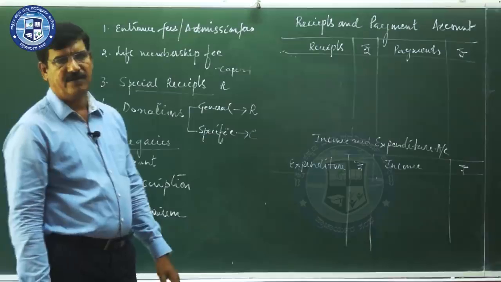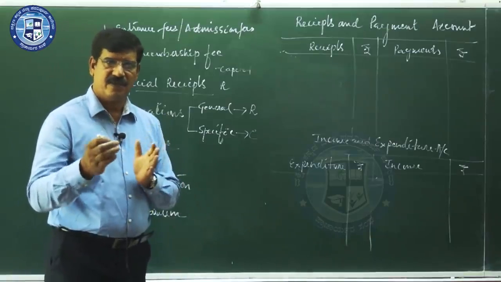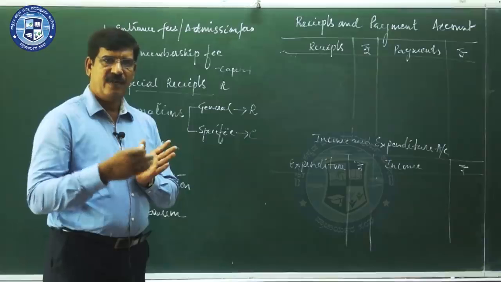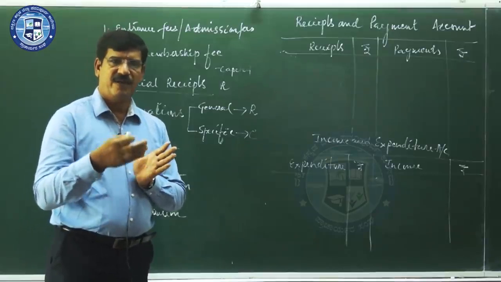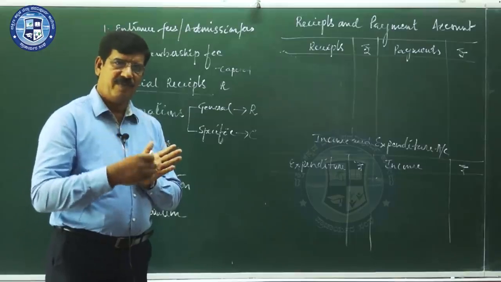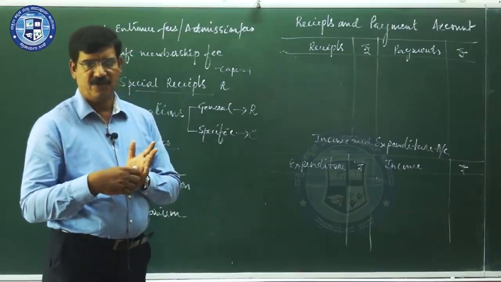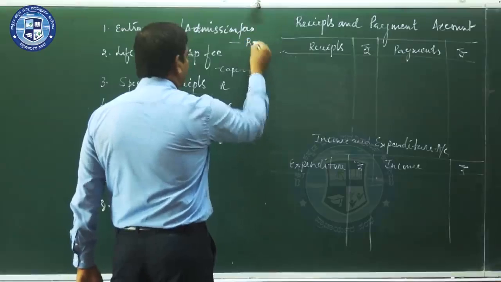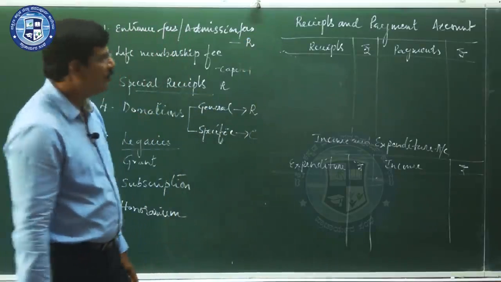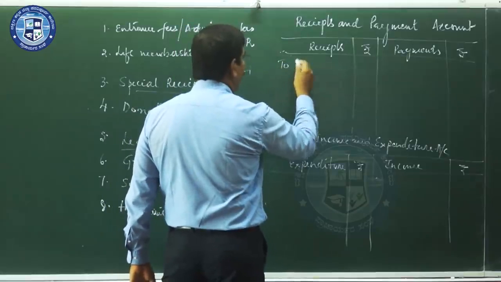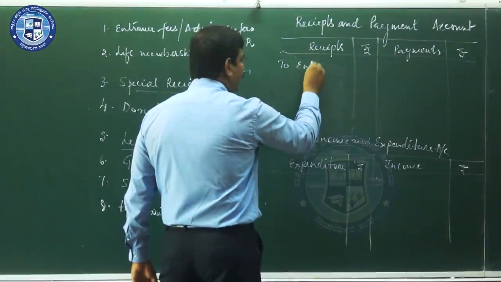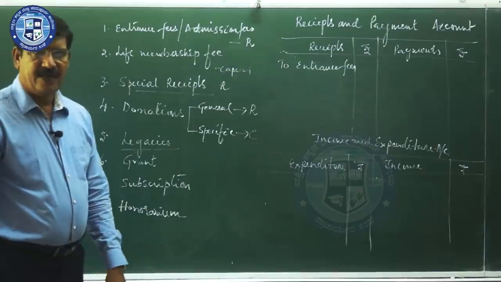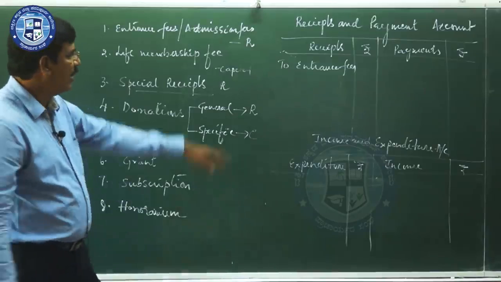Entrance fees. What is the entrance fees? Entrance fees or admission fees are the fees which are received by a not-for-profit organization from its members. It may receive the membership fees on a monthly basis or annual basis, or there may be life membership fees also. Any admission fees received are normally considered as revenue receipts. They are recorded on the debit side of receipts and payments account as 'to entrance fees'. They are recurring in nature, that's why they are considered as revenue receipts.